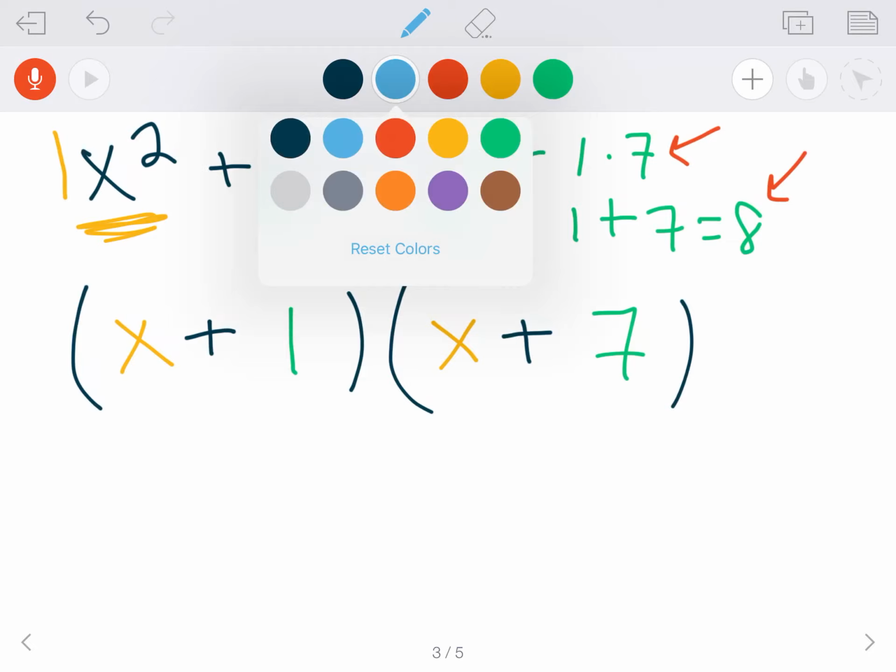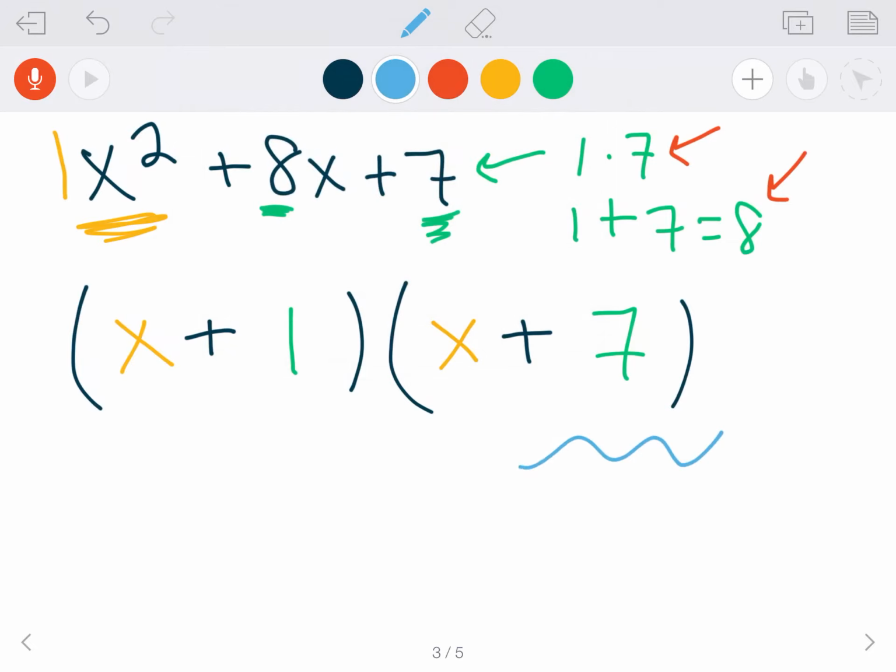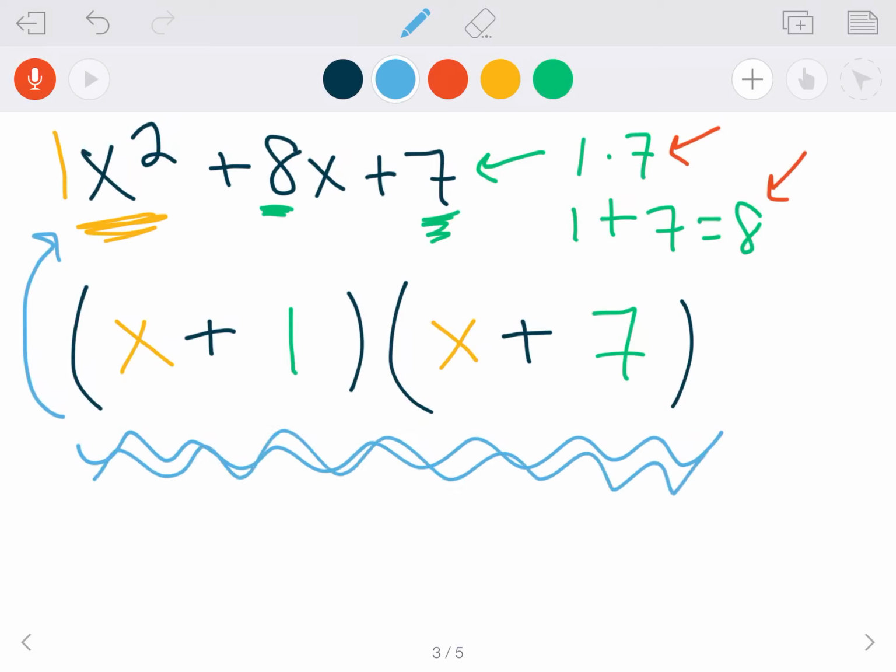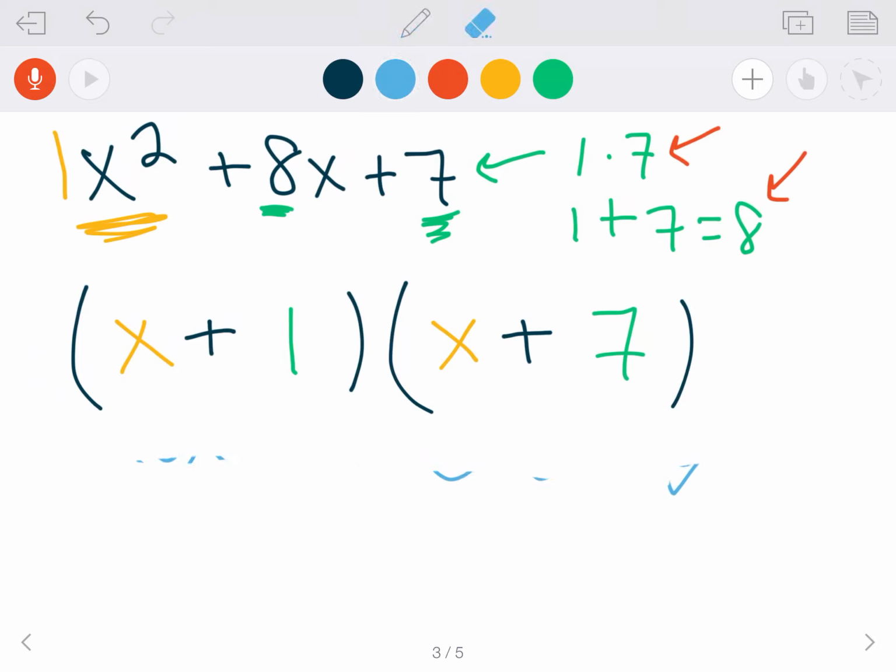Now, let's multiply this entire expression out using FOIL, which I reviewed in part 1 of this video, and then see if we get this expression back. If we do, then that means that this is the correct factoring. So let's do it. Let's use our FOIL method.